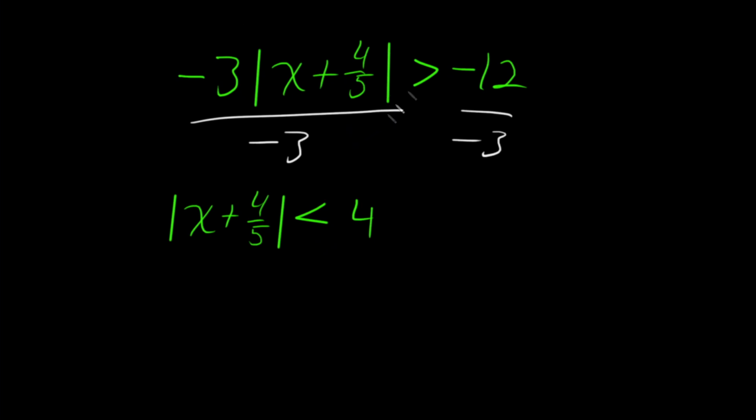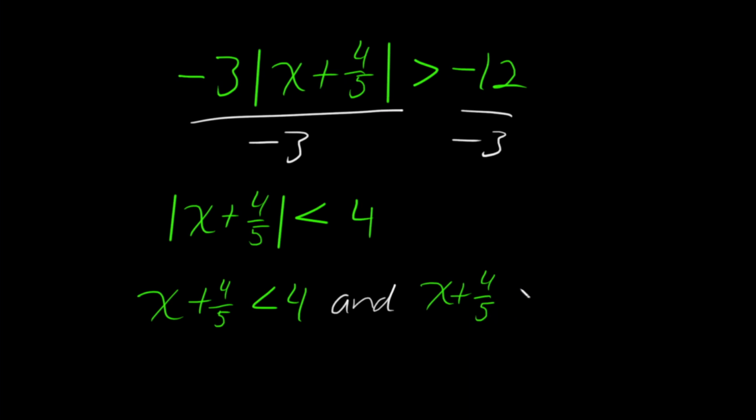And that's why it's important to isolate the absolute value, because what looked like a greater than, which would be an or statement, is now a less than, which will become an and statement. Now we can write our two inequalities. First, x plus 4/5 is less than 4, and x plus 4/5 is going to be greater than negative 4.